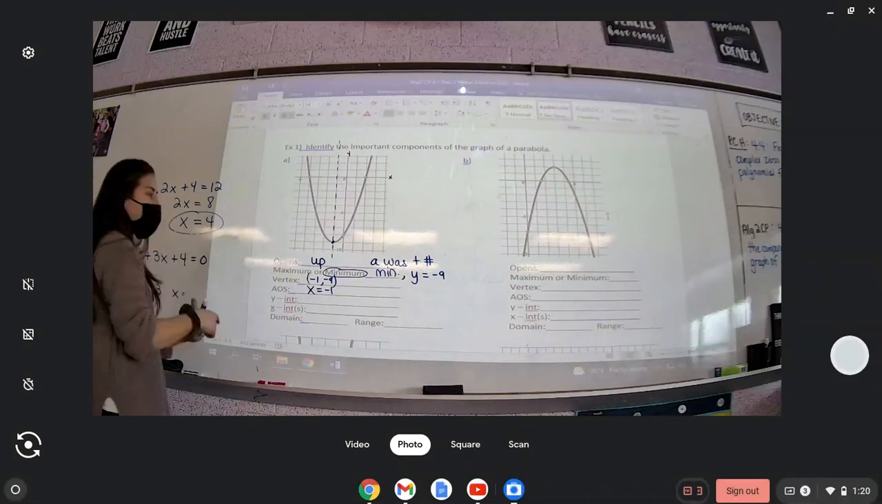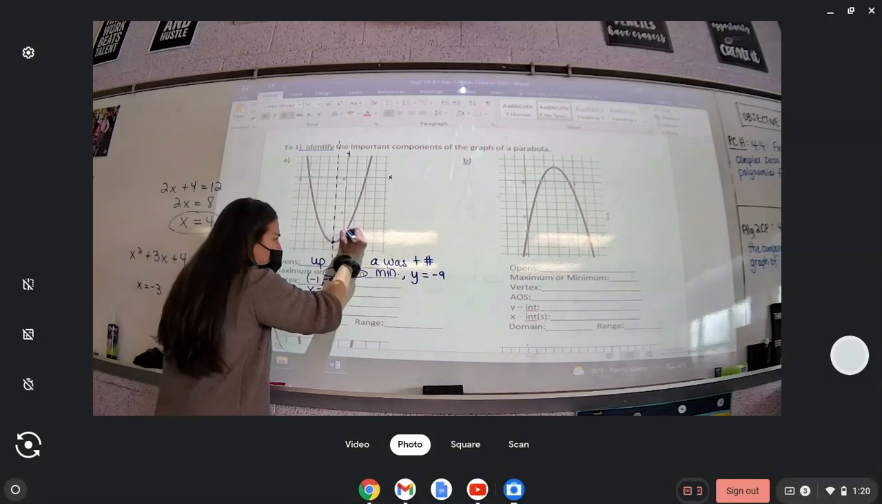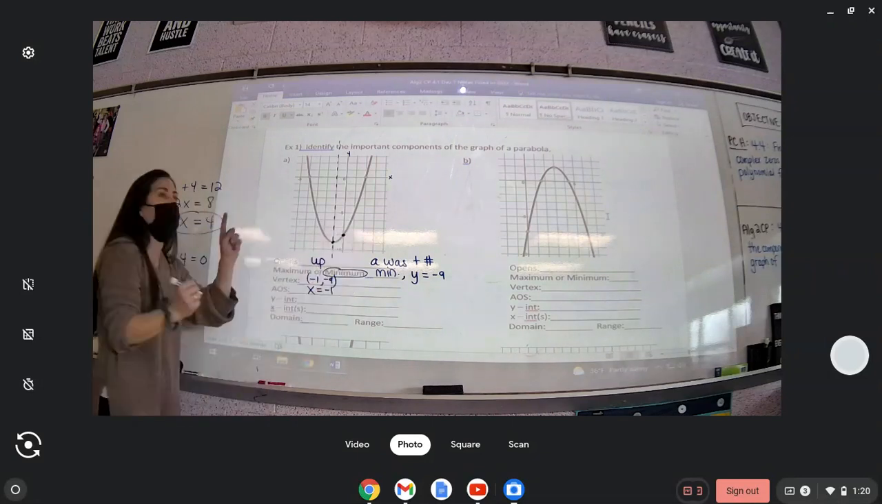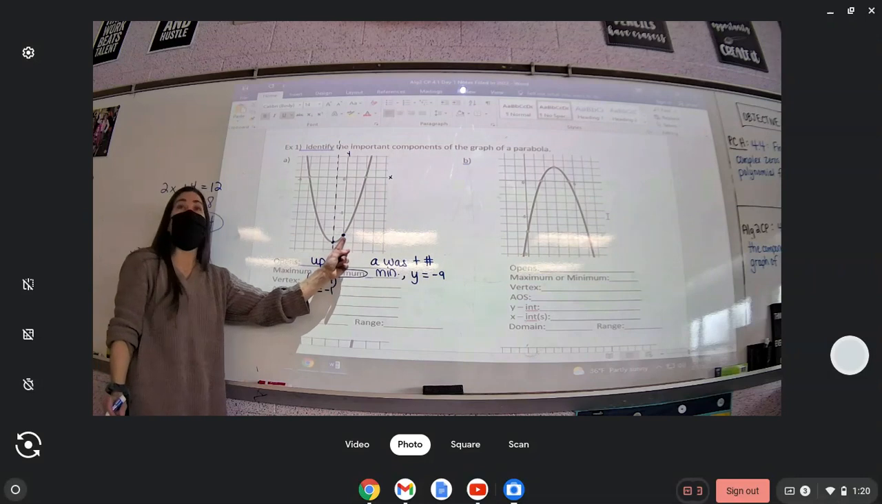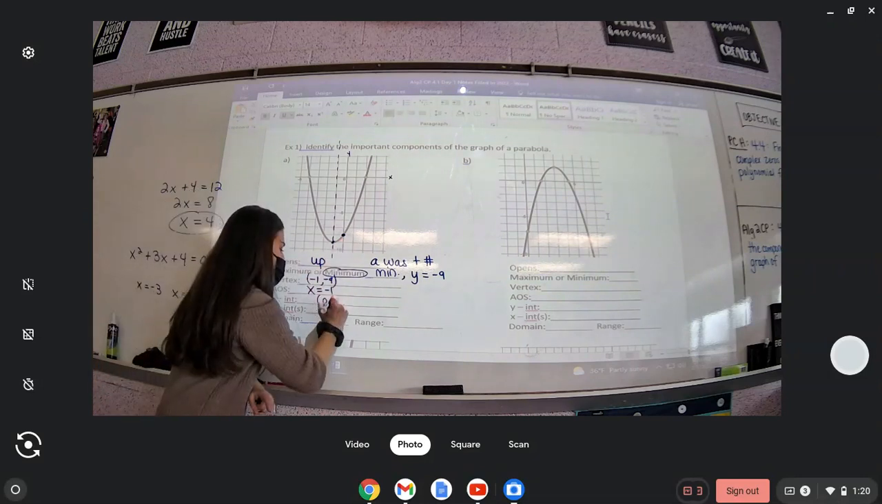All right, the y-intercept, the good stuff. It crosses the y-axis right there at what ordered pair? 0, -8. Done.